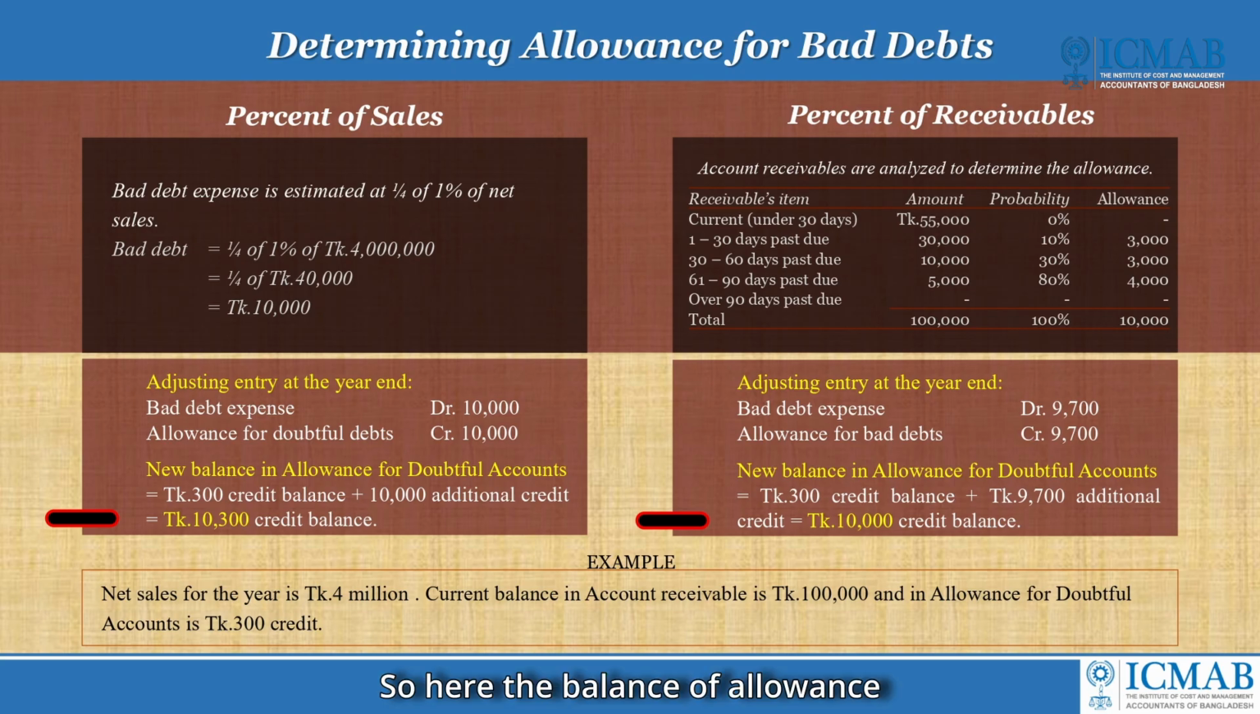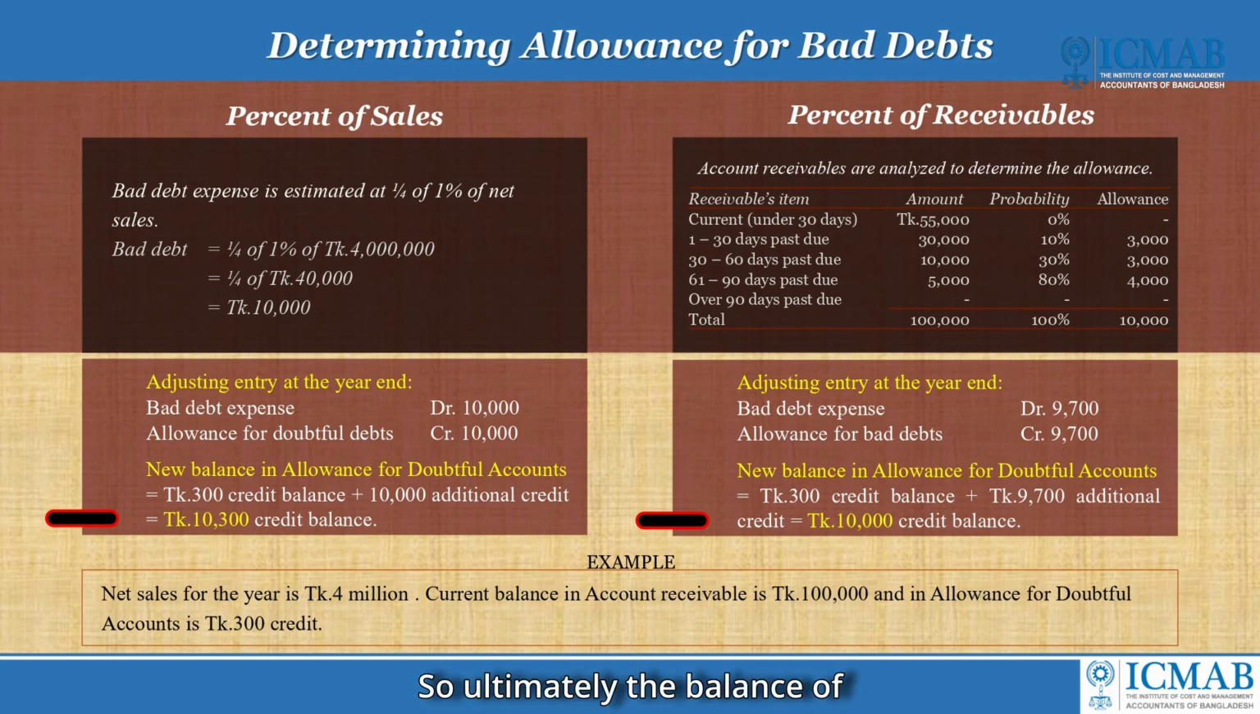So here the balance of allowance for doubtful debt under the percent of receivable basis should be 10,000 at the end of the year. But remember that we had a beginning balance which was 300. So we have to deduct this 300 from this 10,000 and charge this 9,700 during this year. So the adjusting entry at the end of the year should be bad debt expense account debit 9,700 and allowance for bad debt account credit 9,700.